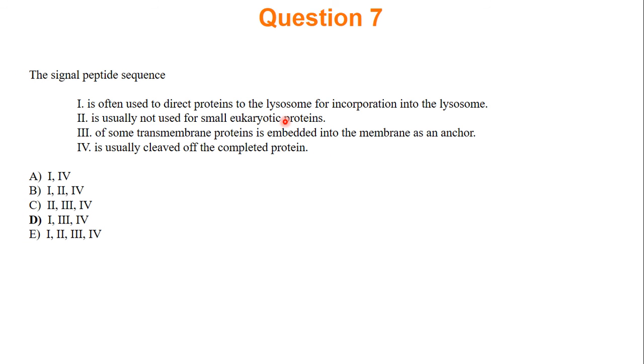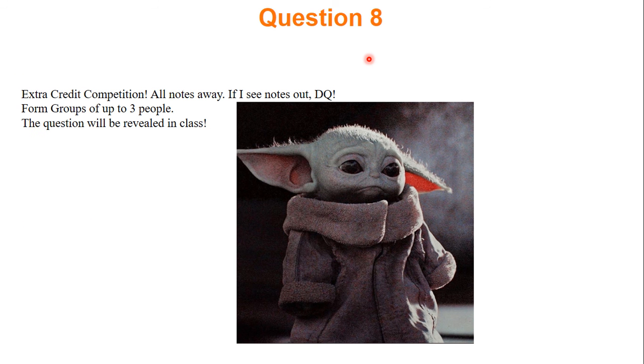Not usually used for small eukaryotic proteins. Any protein that needs to go through the membrane has to have this signal, or else it won't be taken. It won't bind to the SRP, so it doesn't matter what your size is.